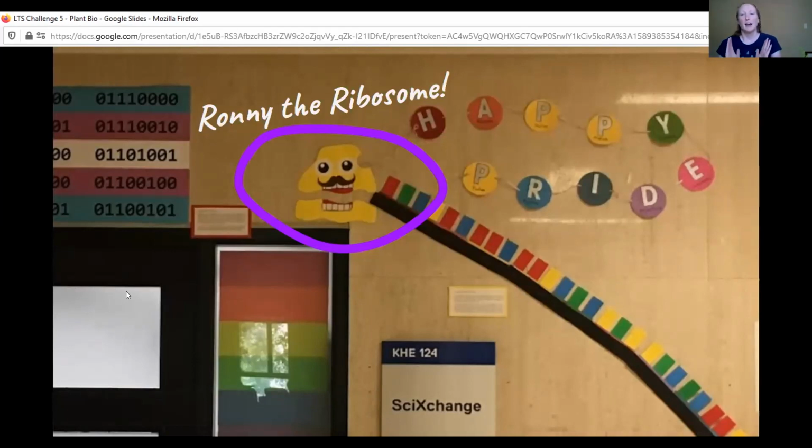And so kind of think of it like a library of books, but if you don't know how to read, then all of the information in those books isn't really accessible to you. So what the ribosome does is it is able to read all of that information in the DNA and process it into proteins that actually go and do work within your cell. So that's Ronnie the ribosome.